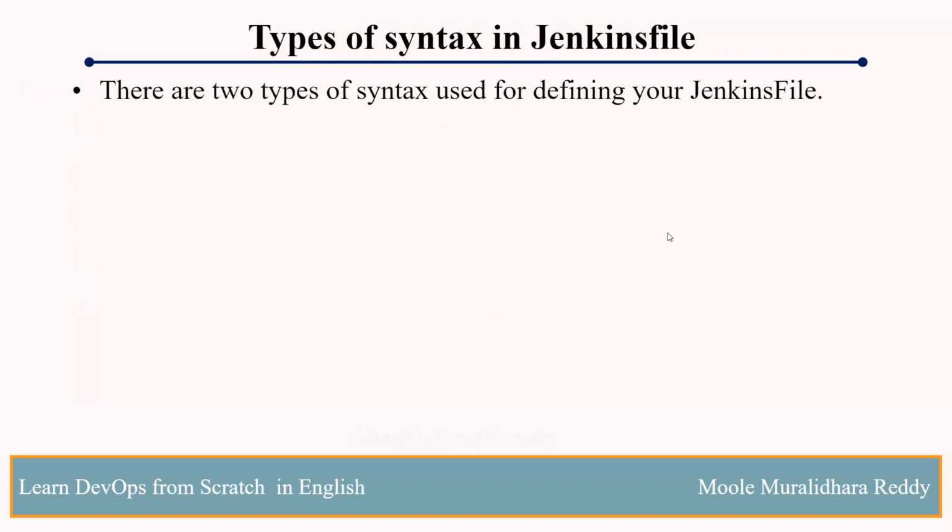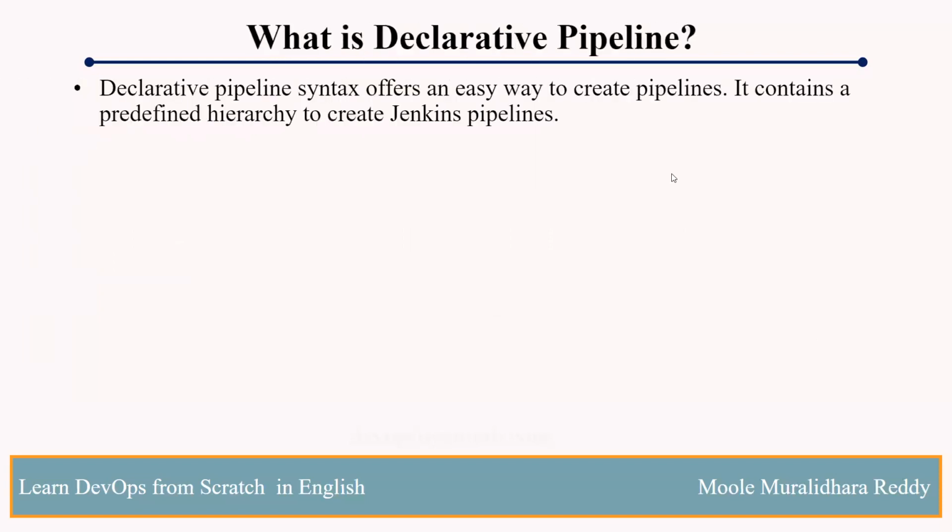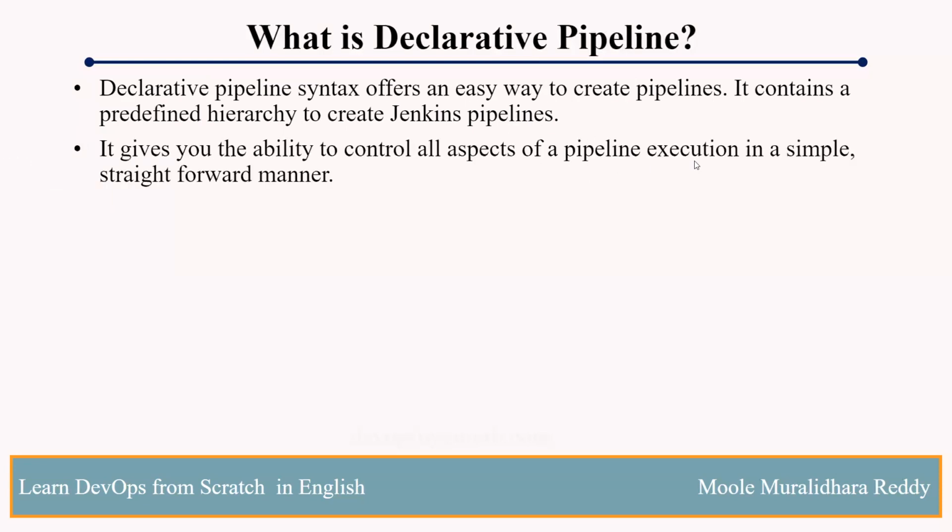Coming to the syntax of a Jenkinsfile, there are two types of syntax. One is declarative pipeline. The second one is scripted pipeline. The majority of organizations use declarative pipeline. We will also discuss more on declarative pipeline. What is declarative pipeline? Declarative pipeline syntax is an easy way to create the pipeline. It contains a predefined hierarchy to create the Jenkins pipeline, so we can create a Jenkins pipeline easily.